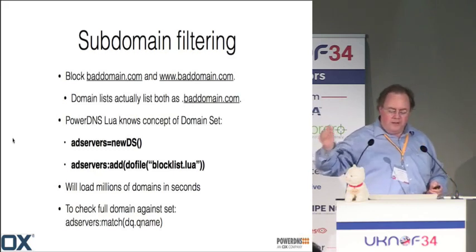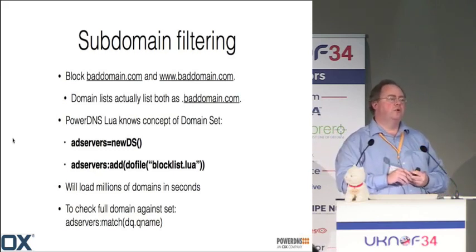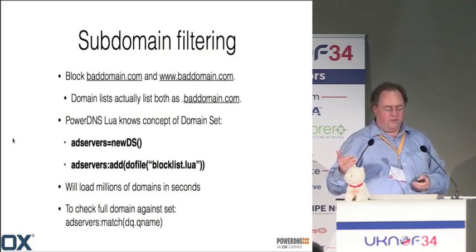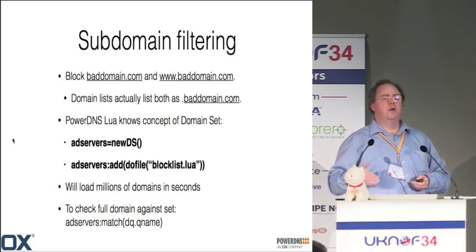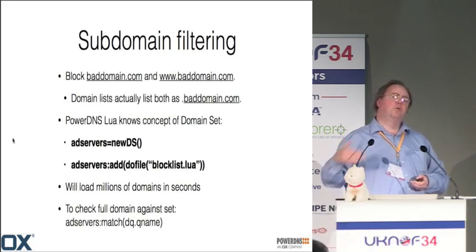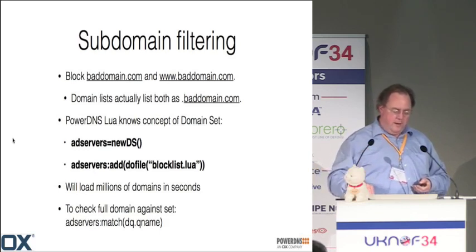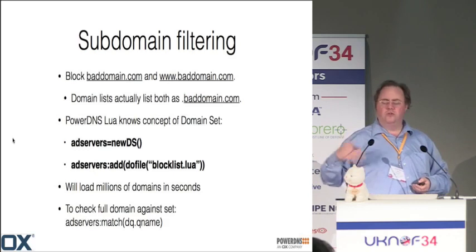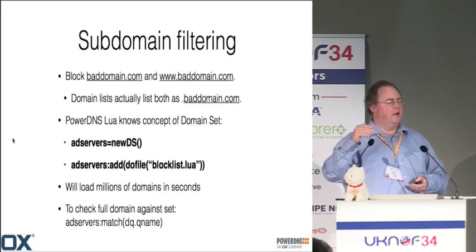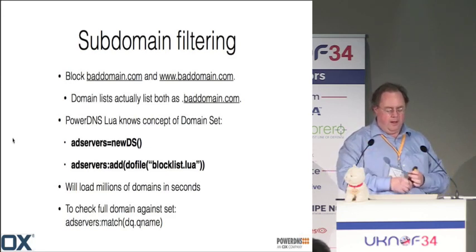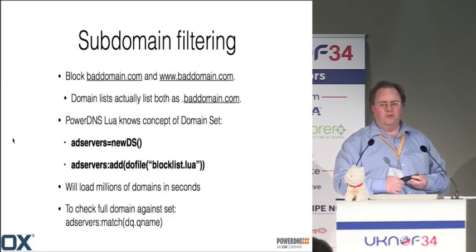But let's say you want to filter a whole subset of domain names. There's a primitive in PowerDNS called the domain set. And the domain set is subdomain aware. So if you would put co.uk in there, it would block everything in .co.uk. So I do not recommend that. And the syntax to load such a data file is first make a data set with new DS and then call on it add. And that again loads millions of domains.